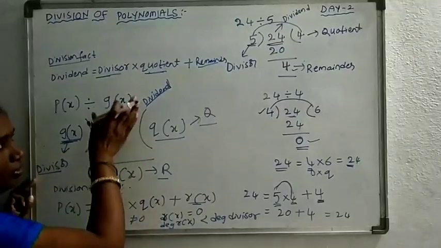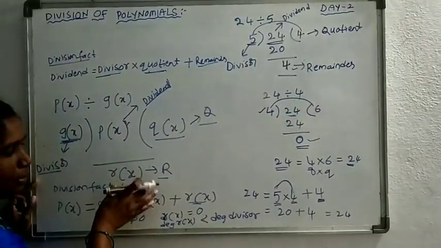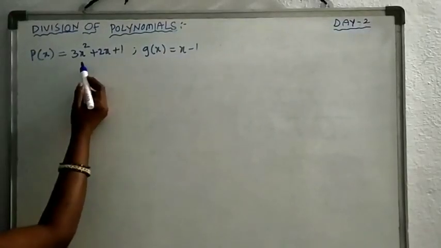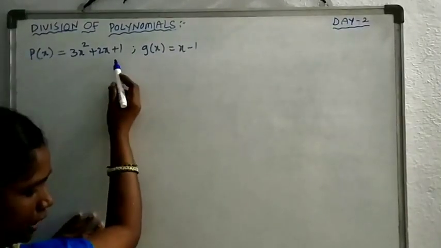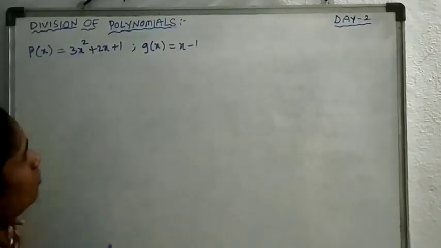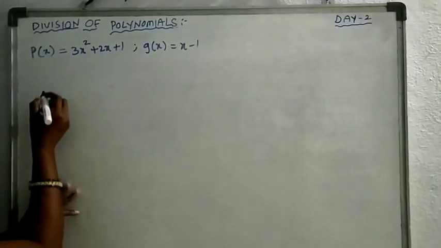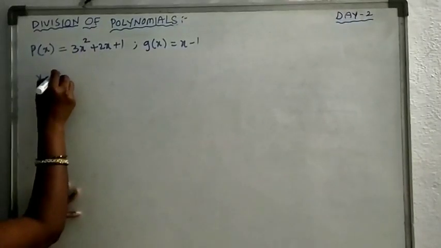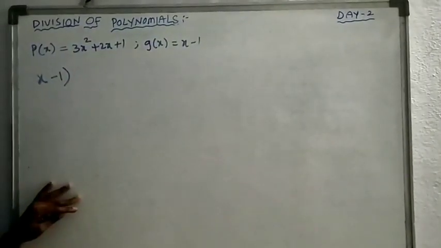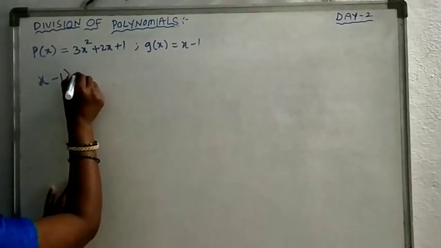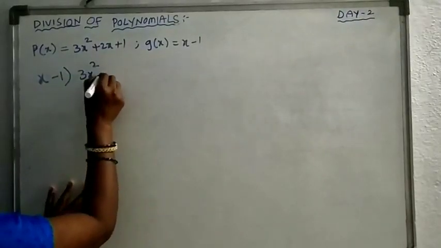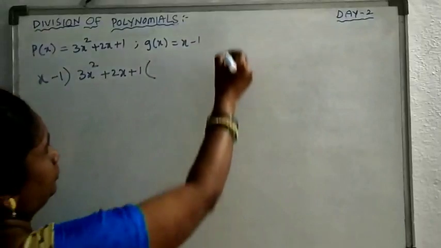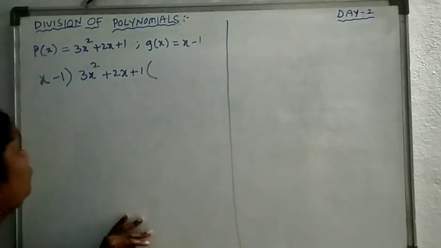Okay, children? We will see some problems, some polynomials, how to divide. Division, children. P of x is equal to 3x square plus 2x plus 1. G of x is equal to x minus 1. How to do the division of polynomials? X minus 1 is the divisor. 3x square plus 2x plus 1. How to do this?